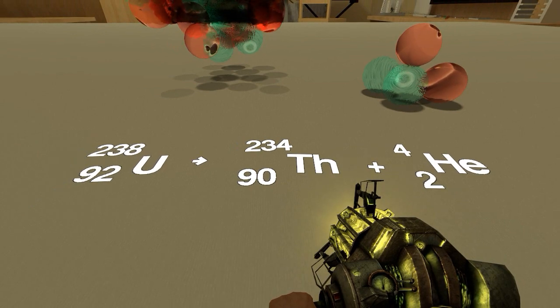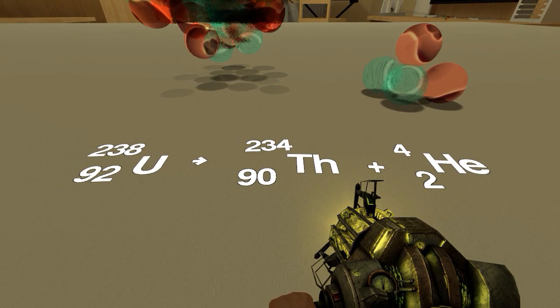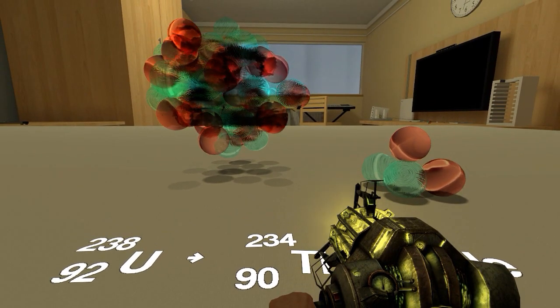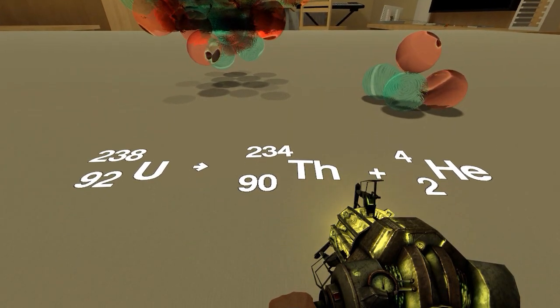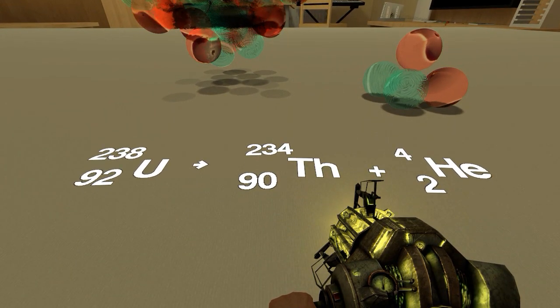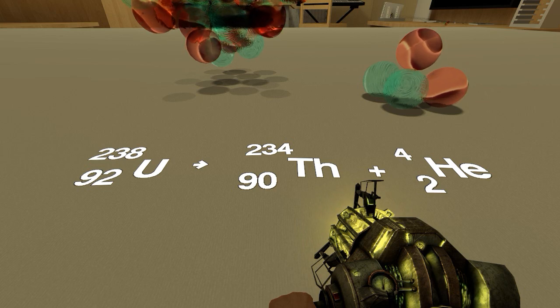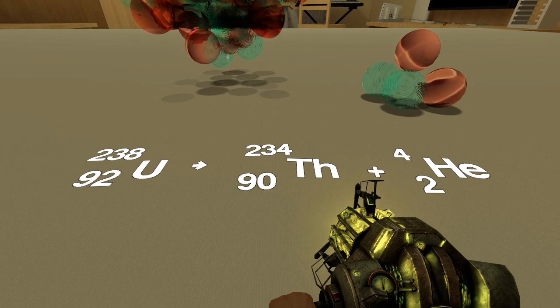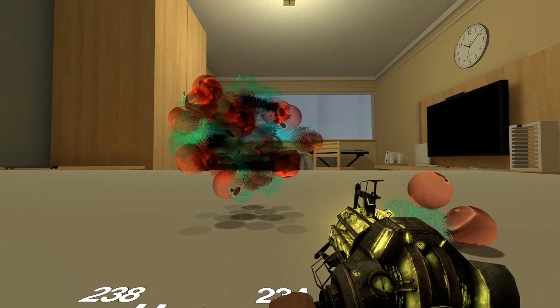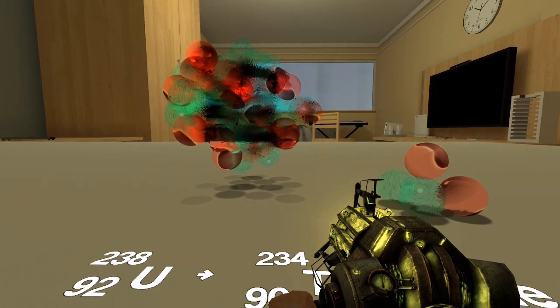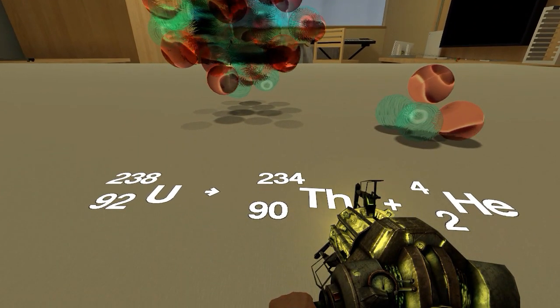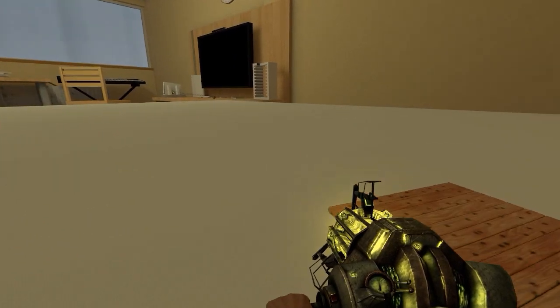So it isn't uranium anymore. Uranium has 92 protons. This just lost 2 protons. So now it's thorium, which is 90 protons. You've made a different element. Now notice how the numbers at the top here must all add up, and the numbers at the bottom must also all add up. This is a nuclear equation.